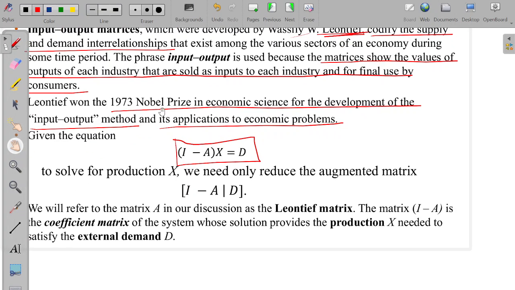So in order to find x here, x becomes the inverse of (I minus A) multiplied by d. Our x is the production. So to find the production, we find the inverse of I minus A, then multiply by d. Or we can solve it by an augmented matrix.